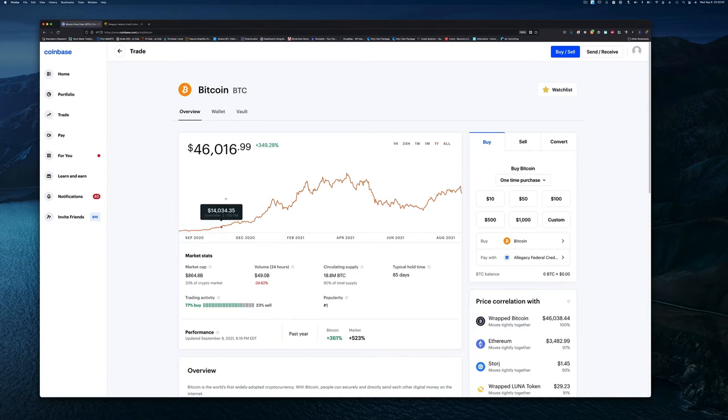And you can see that it was a steep run up, and then it even got all the way up to maybe $64,000 and then dropped back off and so on. So that just gives you an idea of how volatile this is. So this is just Bitcoin, okay?